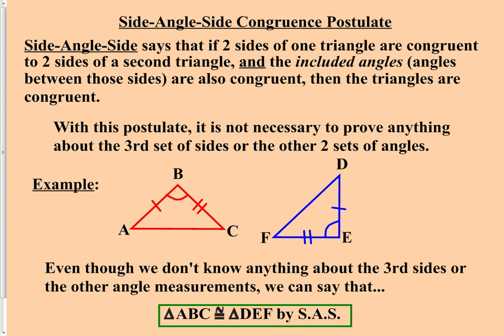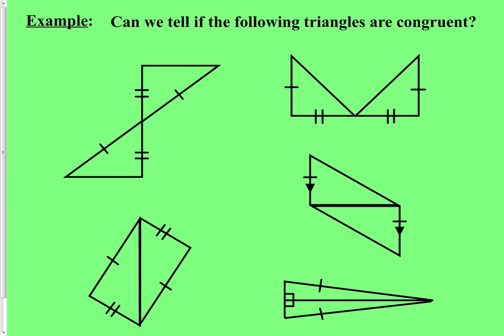Anyway, side-angle-side says if two sides of one triangle are congruent to two sides of a second triangle, and the included angle, which means the angle in between those two sets of sides, is also congruent, then the triangles are going to be congruent. So you don't actually have to worry about the third set of sides, and you do not need the other two sets of angles. You can identify that the triangles are congruent, and you would have to identify that they are congruent by the side-angle-side congruence postulate. Okay, we looked at some examples.